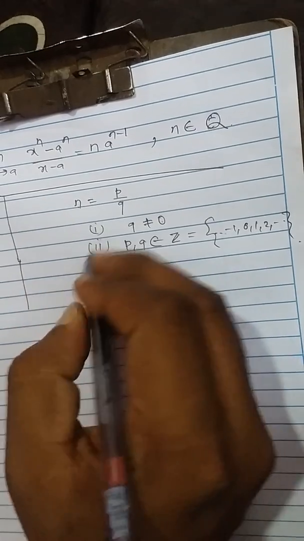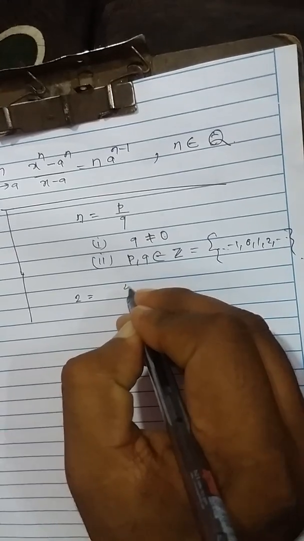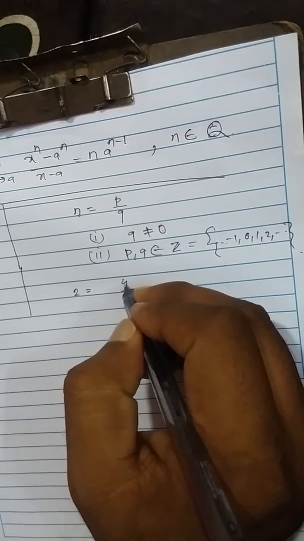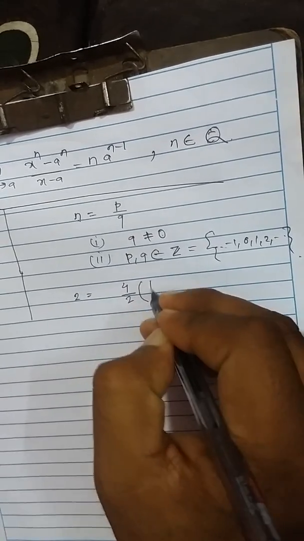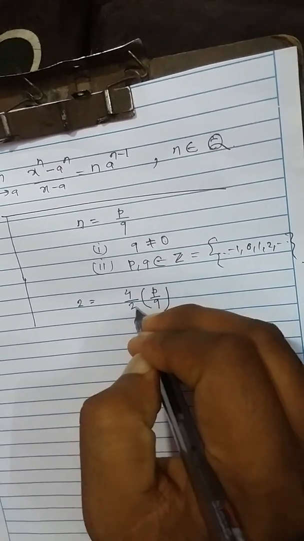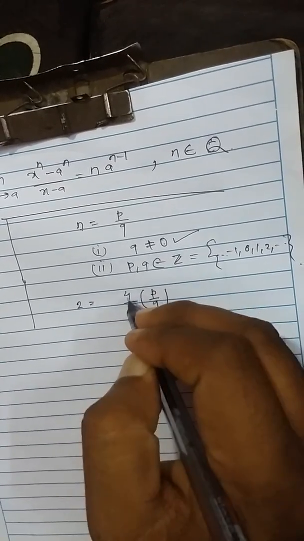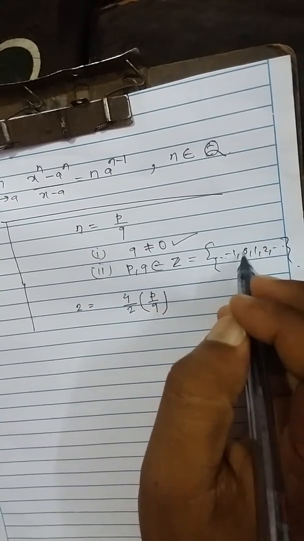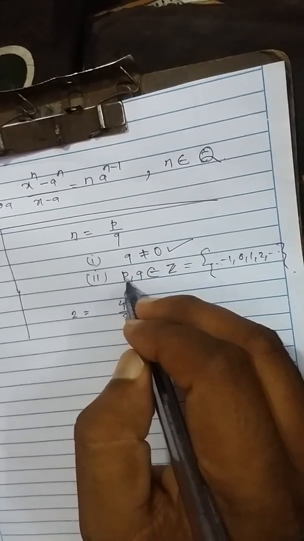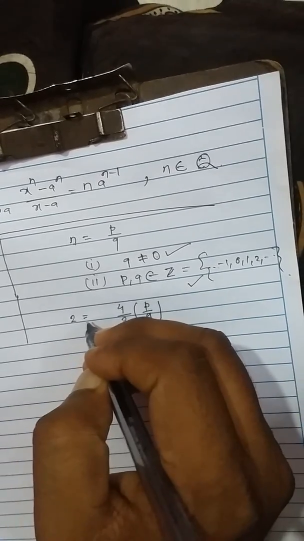For example, can you say 2 is a rational number? Of course you can, because 2 can be written as 4 upon 2. By various ways you can write 2 as numerator upon denominator. This is in the form p upon q. Now let us check the conditions. What is in place of q? q equal to 2 here, that is not equal to 0. First condition is satisfied. Second condition, p equal to 4 and q equal to 2, both lie in this set of integers. That is why the second condition is also satisfied. So 2 is a rational number.